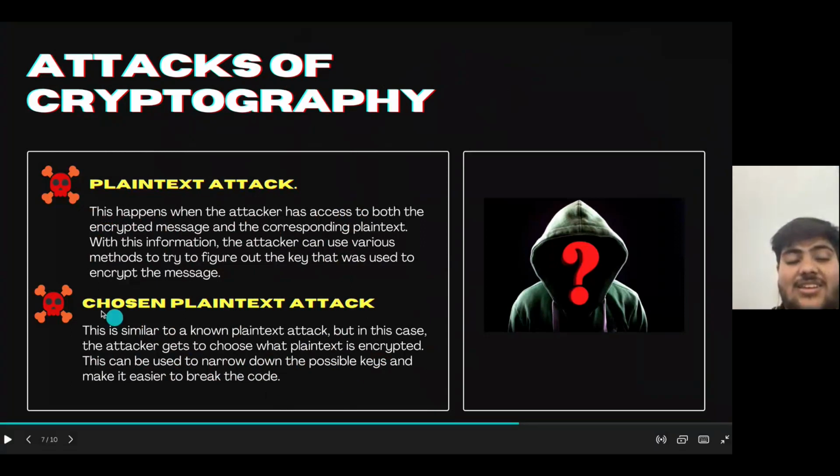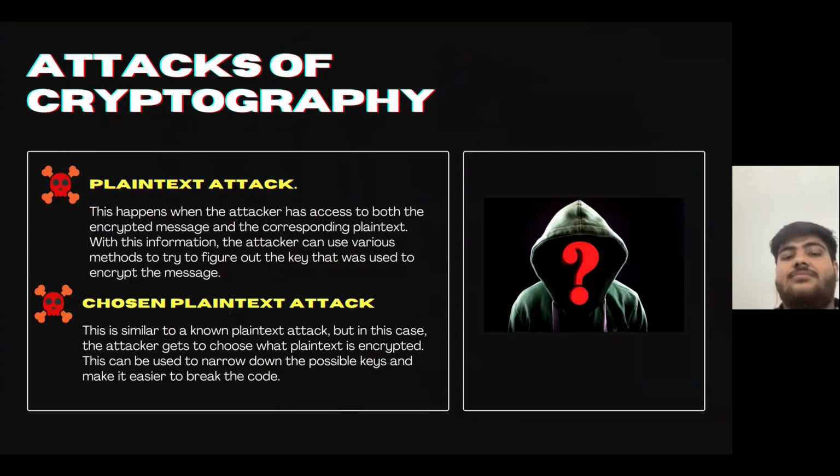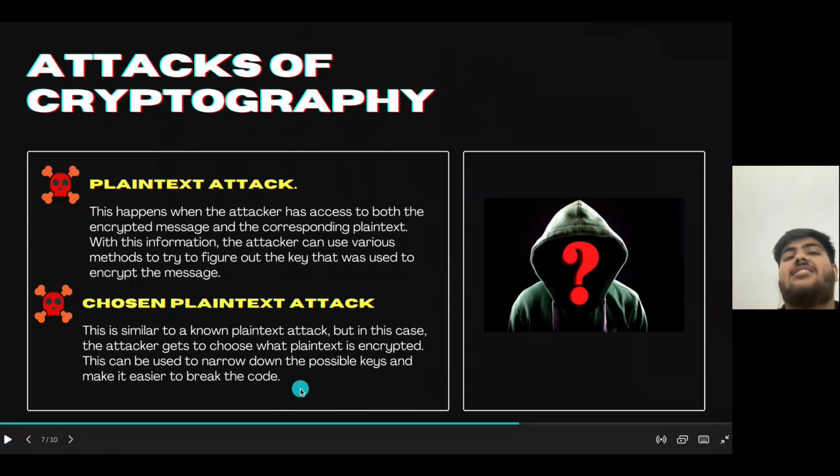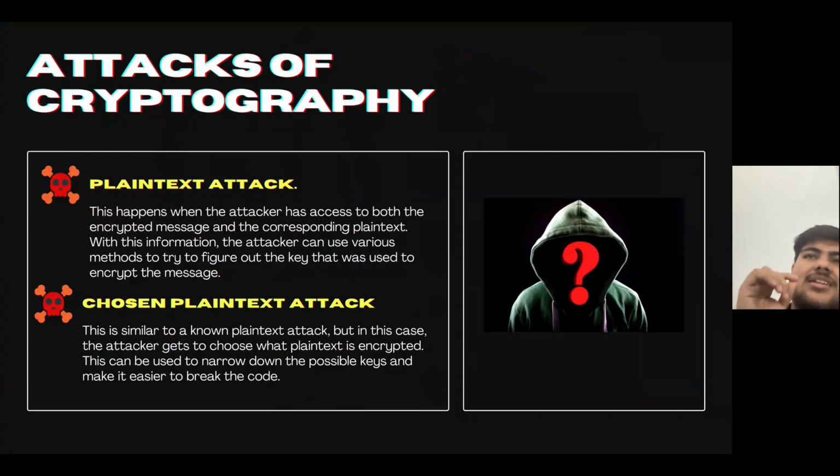Now let's see the second one, chosen plaintext attack. This is similar to a known plaintext attack, but in this case, the attacker gets to choose what plaintext is encrypted, and this can be used to narrow down the possible keys. If you have ever played any basic encryption games, like if you are turning the letter S into JE on the first occurrence, and on the second occurrence you are not, the hacker on the first try won't know what is happening. But if they get to decide what plain text is encrypted, then they can do various tries and know for the best case what is actually doing what.